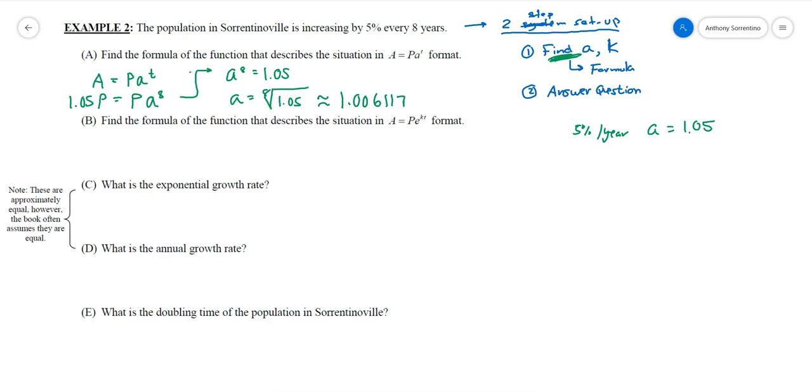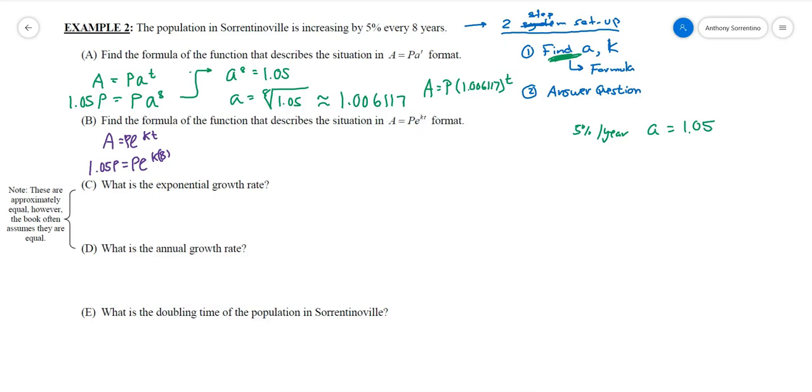And so my formula ultimately for this is going to be A equals P times 1.006117 to the T power. When I do the same thing for B, I'm going to start with A equals P e to the KT. I don't know what K is. I do know that after 8 years, with an initial amount of P, I'm going to have 105% of P for my accumulated amount.